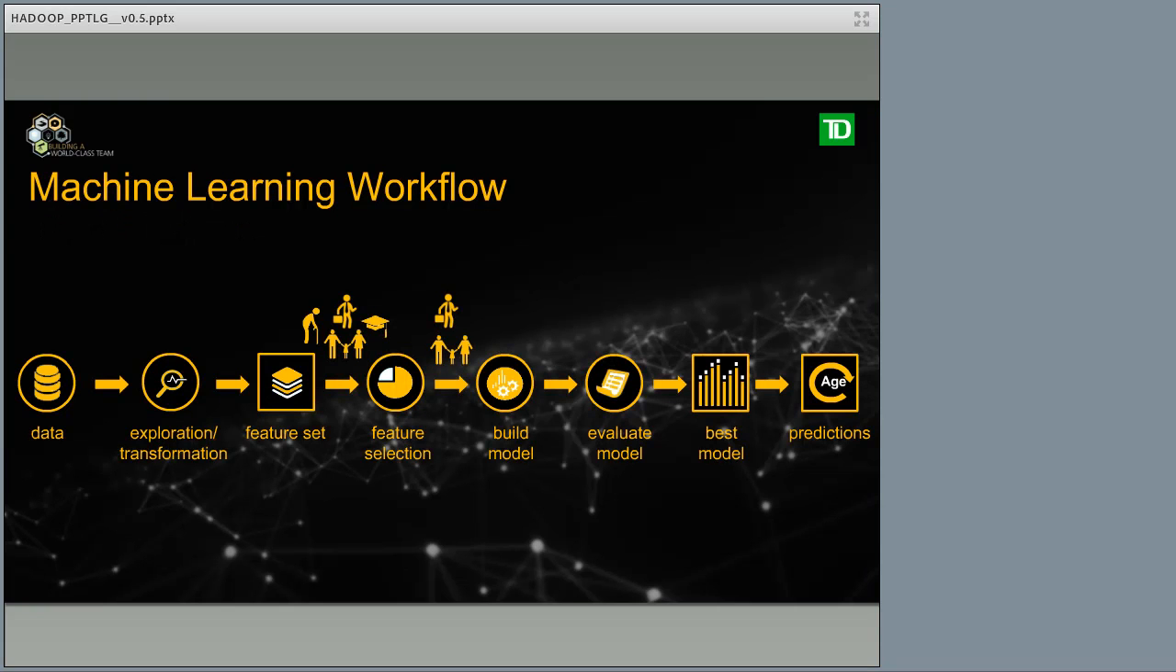Part 3, Projects. Heat can be used for any project based on the machine learning workflow. The tools available facilitate data exploration, feature extraction, feature selection, model building, model evaluation, as well as predictions. Let's take a look at some examples of projects built in Heat.